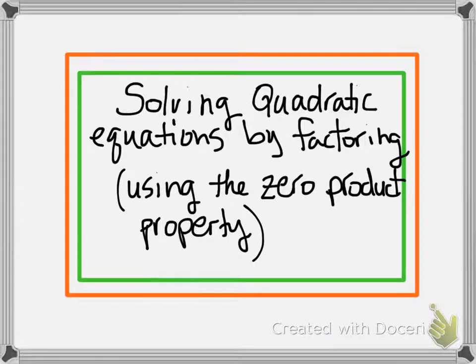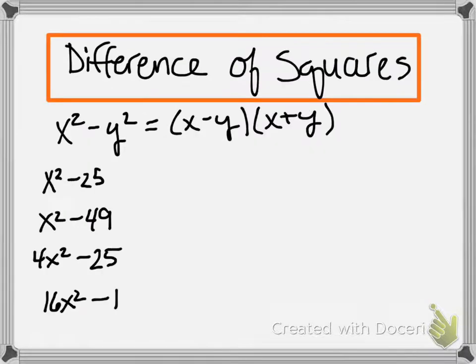Okay, today we're going to review how to solve quadratic equations by factoring, also known as using the zero product property. The first type of quadratic equation we're going to look at is a difference of squares.